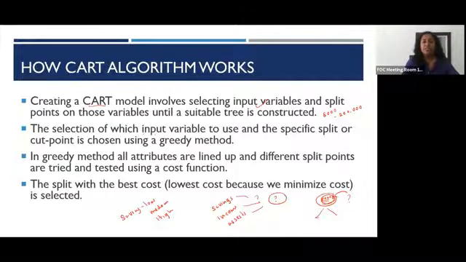The selection of which input variable to use and the specific split or cut point. Split means, in this case, let's say this is the split criteria: low and medium together, high is another. Right? That is a split criteria, right? The variable is savings. Now, did you understand, students? You have to identify which variable to put and how you are going to put the branches, basically. That is what you mean by splitting. Is it clear, students? Is it clear?